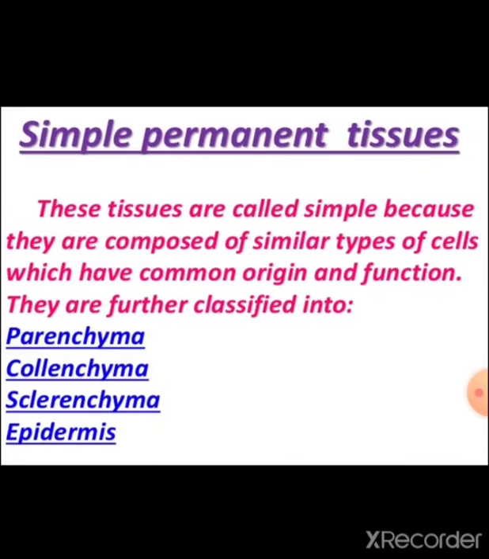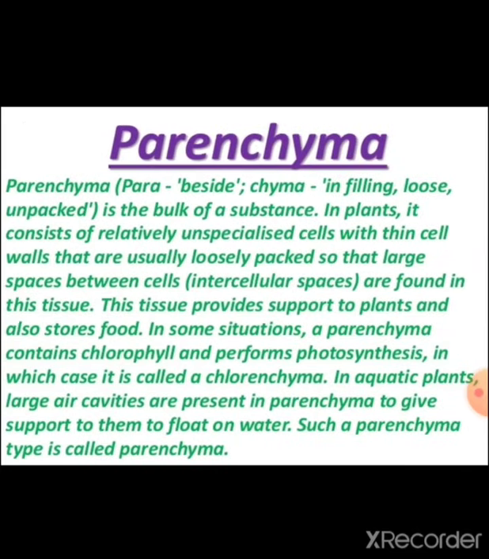Simple permanent tissues. These types of tissues are called simple because they are composed of simple cells which have common origin and function. They are further classified into different types: parenchyma, collenchyma, sclerenchyma, epidermis. First we take parenchyma.